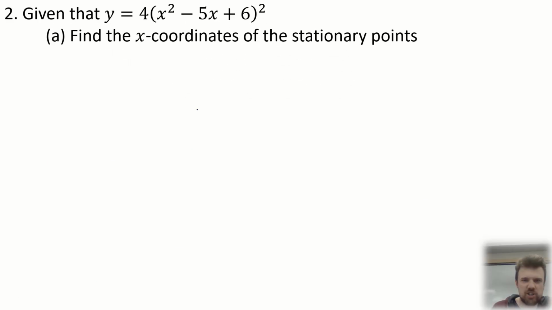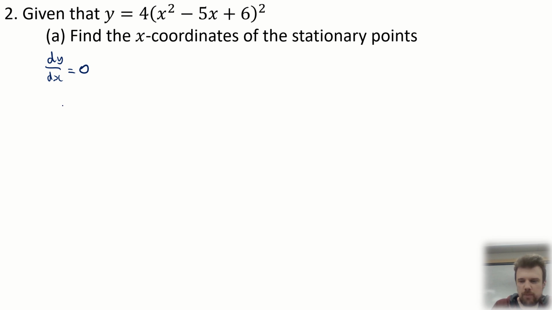Now 2 is where we're going to start actually using stuff a bit more. Part A, actually quite easy. This is actually nothing to do with what we did in the previous video. It just wants you to find stationary points, which of course you should hopefully know is when dy dx is equal to 0.